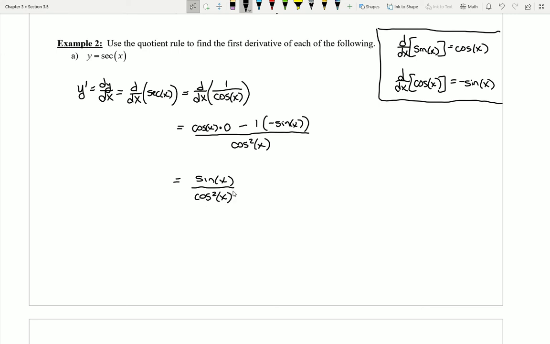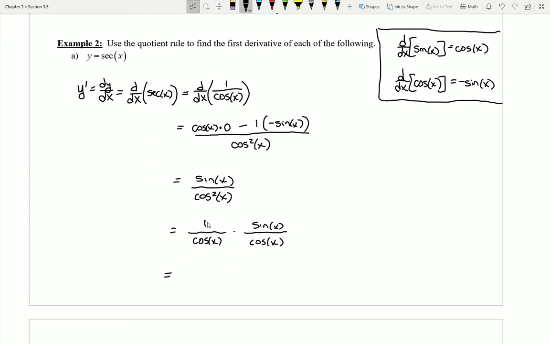Now this is actually a perfectly valid spot to stop for the derivative of the secant, but it's maybe a little bit difficult to remember. I'm going to take this a little bit further by writing this as two separate fractions being multiplied together. I'm going to leave it as 1 over the cosine, and then a sine over a cosine here. Notice again, when I multiply these fractions back together, I only get sine in the numerator, and I get cosine squared in the denominator.